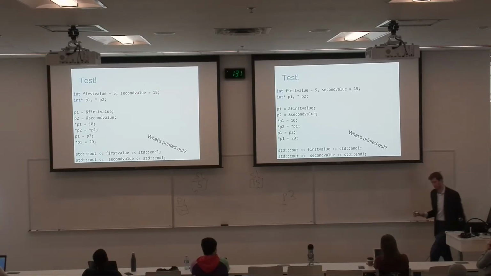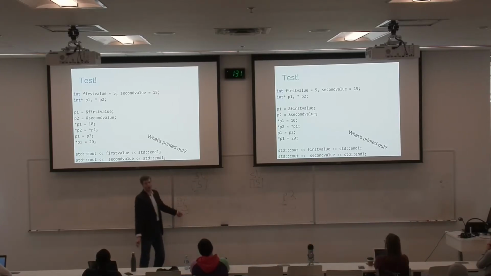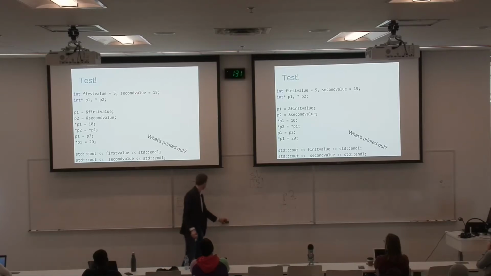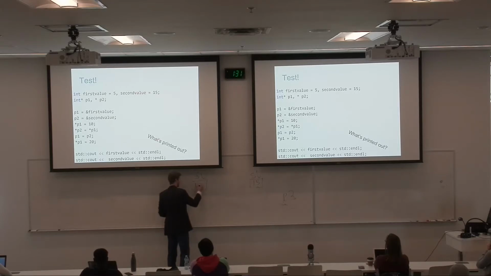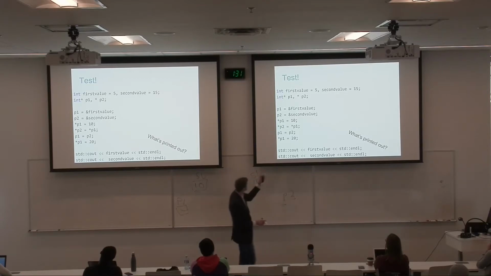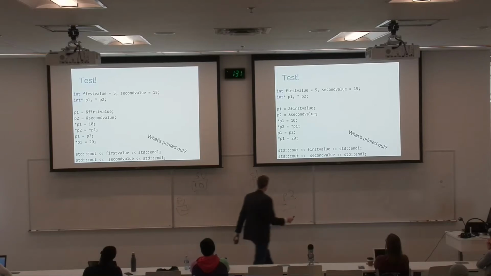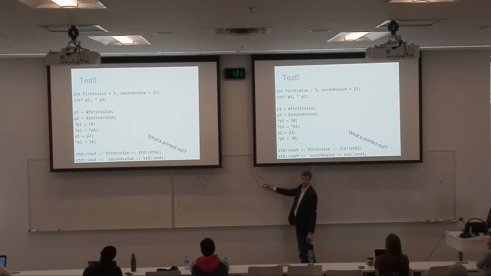So P1, okay, here's P1. But we've got the star in front of it. What does that mean? Go here, and then what do? Make it 10. Okay. Then what does it say? Star P2 equals star P1. Okay, so star P2, so here's P2, here's star P2, there's P1, what's star P1? So what does this become?